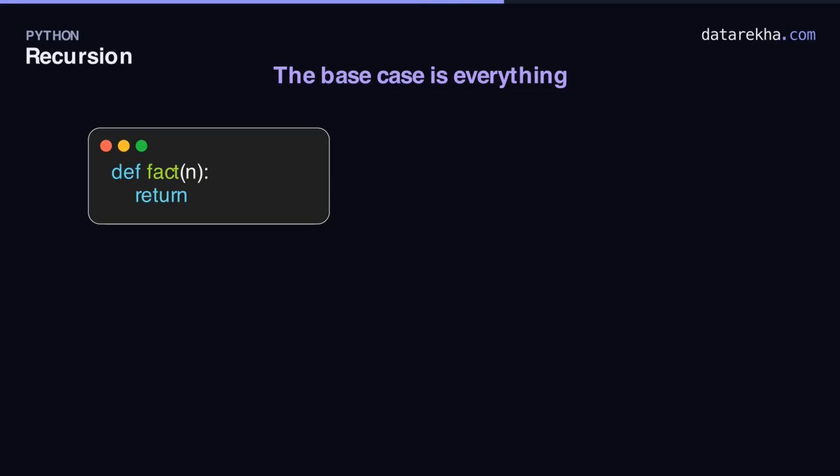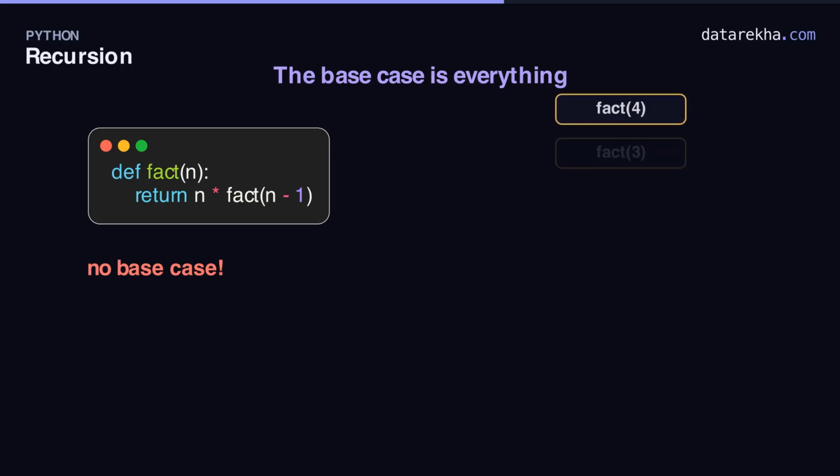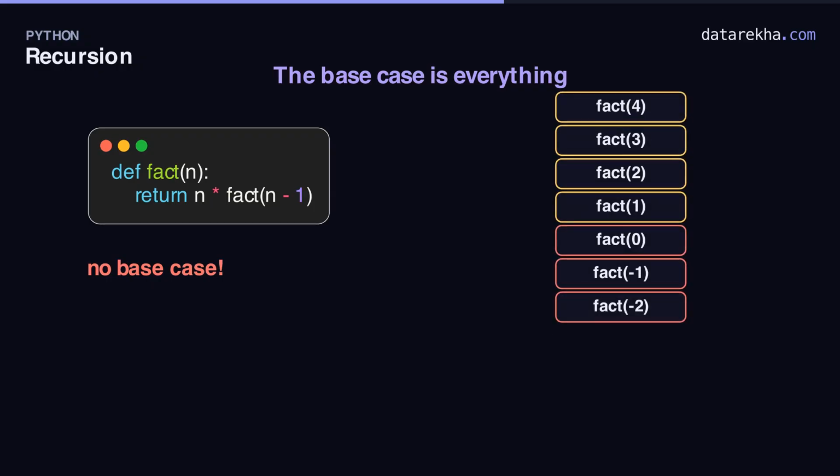Now, why do I keep hammering on the base case? Let's see what happens without one. Here is factorial with the base case simply deleted. It always recurses. There is no escape hatch. Call factorial of 4, and the tower just keeps growing. 4, 3, 2, 1. But 1 never stops it now. It plunges past into 0, then -1, -2, forever descending, never turning back.